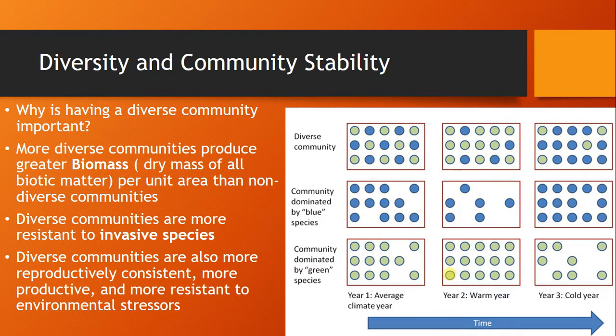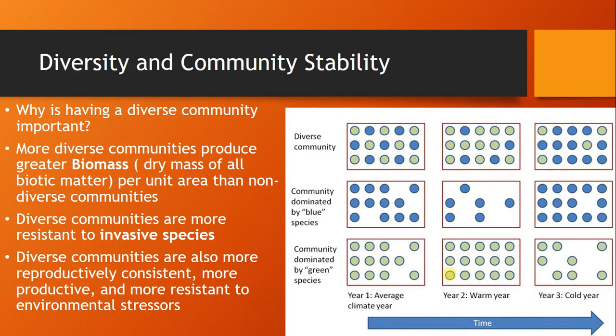They are reproductively more consistent, so the community will stay healthy and strong for longer. They're more productive, and they resist major environmental stressors like fire and drought and wind and snow, things like that.